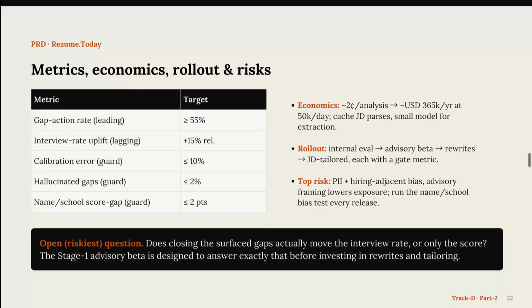Yeah, the stage one advisory beta is designed to answer exactly that, before investing in rewrites and tailoring features. So if users are looking at the gaps, improving them, and coming back and giving feedback that yes, I was successful by covering these gaps, then we can go ahead and build the other features like rewriting it and tailoring it to the JD. We specify the uncertainty also at each of these levels.